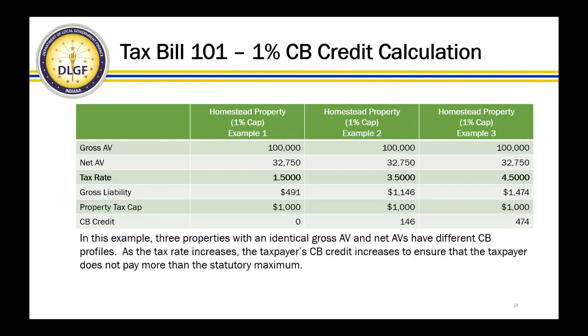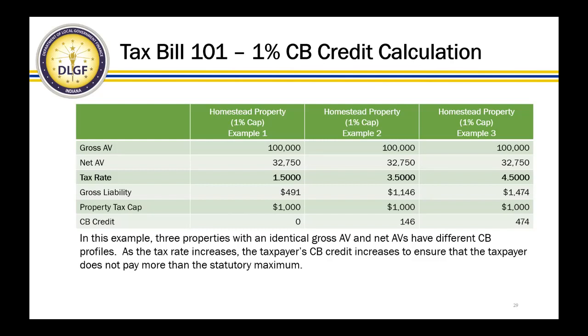And so we can see in examples 1, 2, and 3, we're still looking at homestead property. So all three of these are going to fall into that same 1% bucket. Now, in each case, we've used the same amount of exemptions and deductions. What we've changed throughout is the tax rate. In example 1, we're looking at a tax rate of 1.5. In example 2, we're looking at a total taxing district rate of 3.5. And in our third example, we've taken the rate all the way up to 4.5.